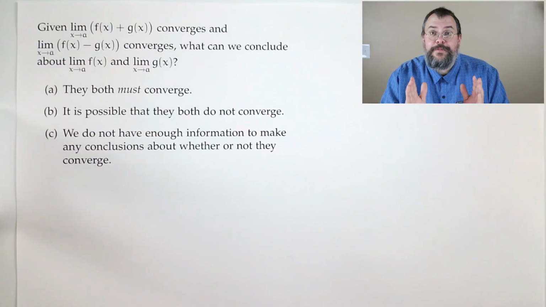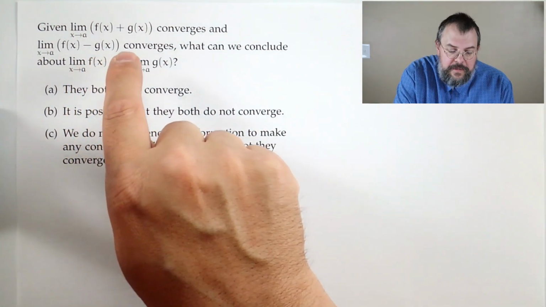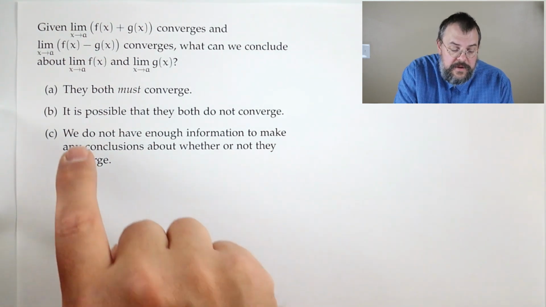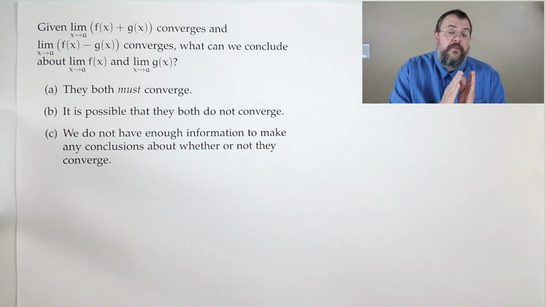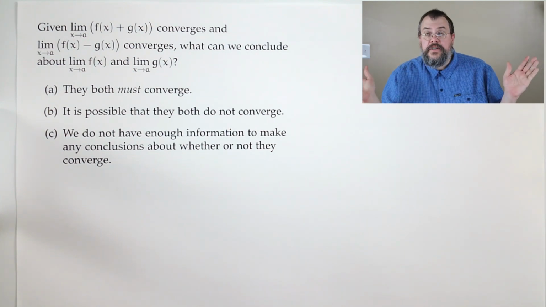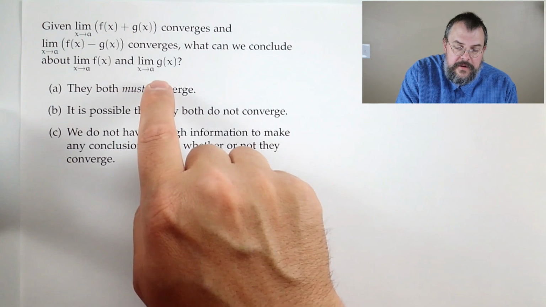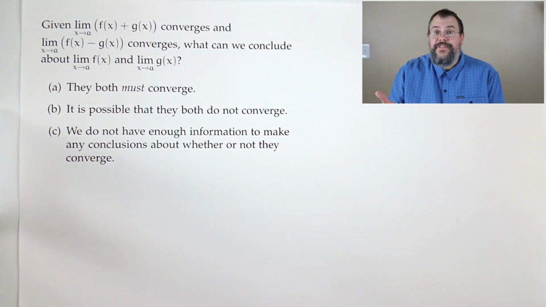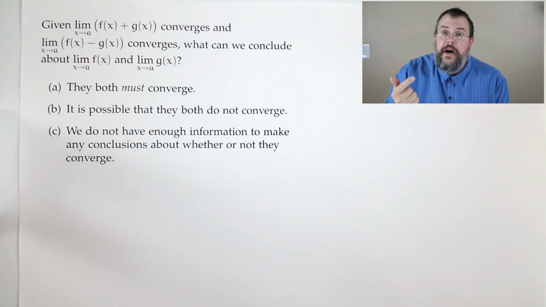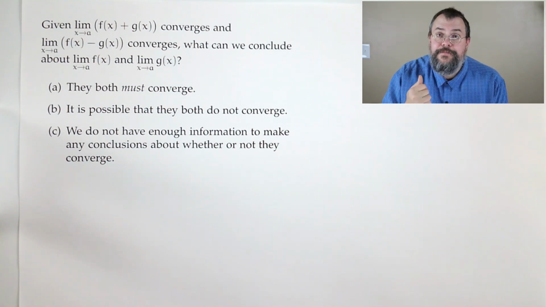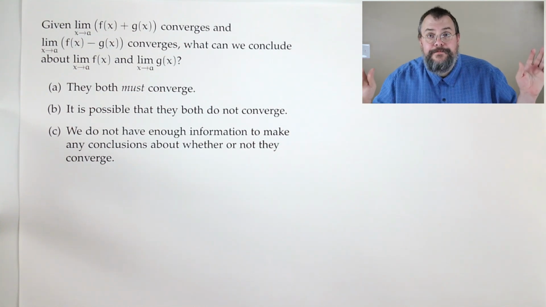Okay, so let's start with a multiple choice question. We're given that the limit as x goes to a of f of x plus g of x converges, and the limit as x goes to a of f of x minus g of x converges. So in other words, if I add the values together or if I subtract, I get something which converges. The question is, what can we conclude about the limit as x goes to a of f of x and the limit as x goes to a of g of x? There's a couple of options. One is they both must converge. Another option is it is possible that they both do not converge. And the last option is we don't have enough information to make any conclusions.